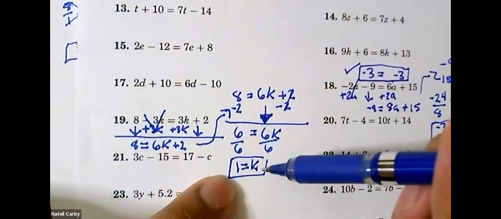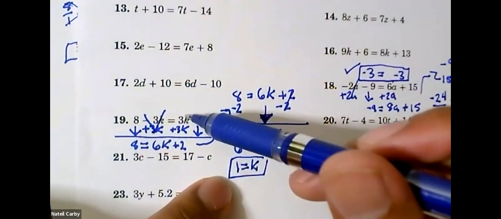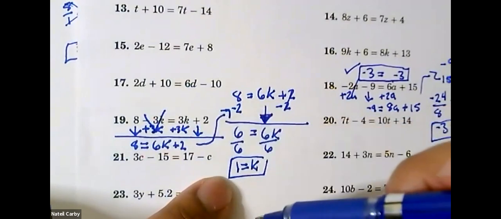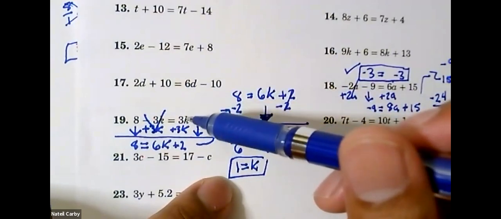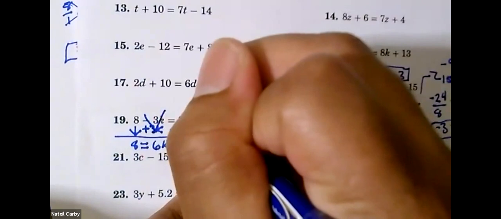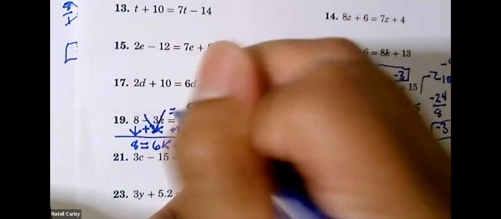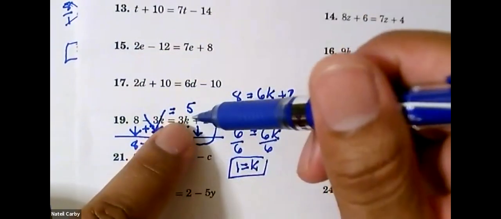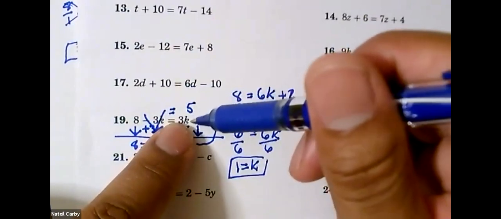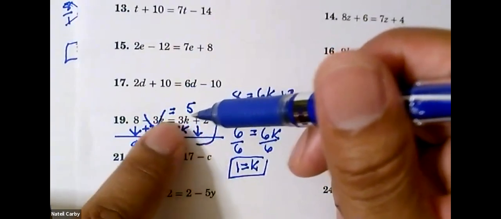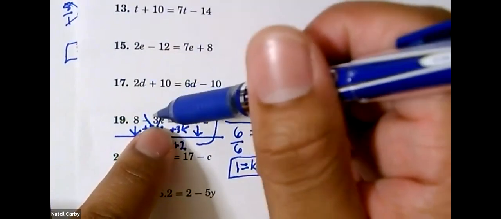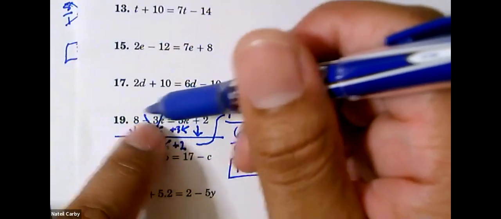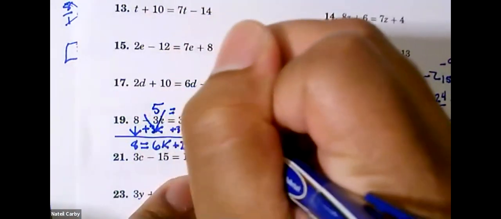Okay. Now for good measure, plug it in. Right? Check it. If k is equal to 1, so 3 times 1 is 3. 3 plus 2, 5. All right, cool. Here we go. Order of operations, I do my 3 times 1 first. So 3 times 1 is 3. 8 minus 3, 5. Splat out.